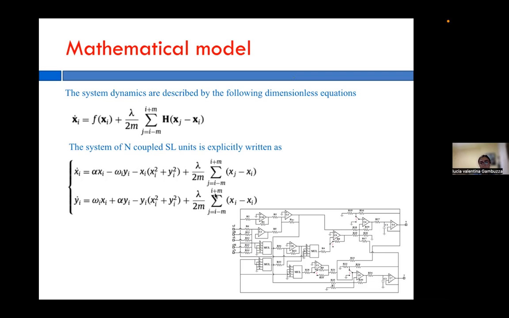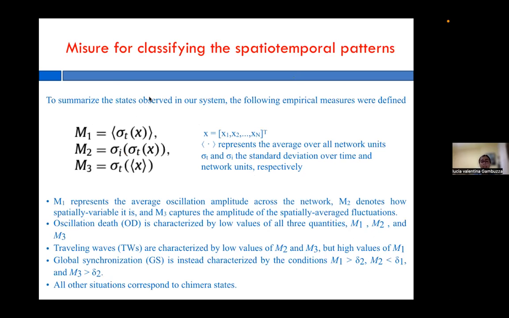In this case, in particular, the coupling between the units has been realized just by using the first state variable. So we have the same type of coupling in the two variables. In this case, we have monitored through three different empirical measures, which we have called M1, M2, and M3.